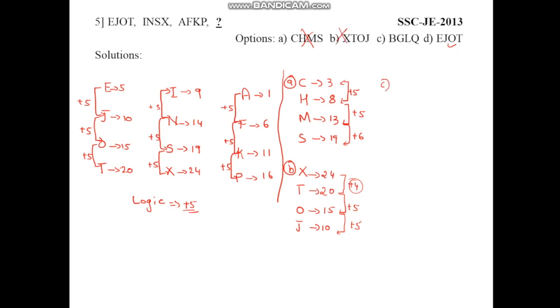Next, the third option is B, G, L, Q. B is 2, G is 7, L is 12, Q is 17. So 7 minus 2 is plus 5. Next 12 minus 7 is plus 5. Next 17 minus 12 is also plus 5. So option C holds good for the logic given in the problem. So option C is the right answer.